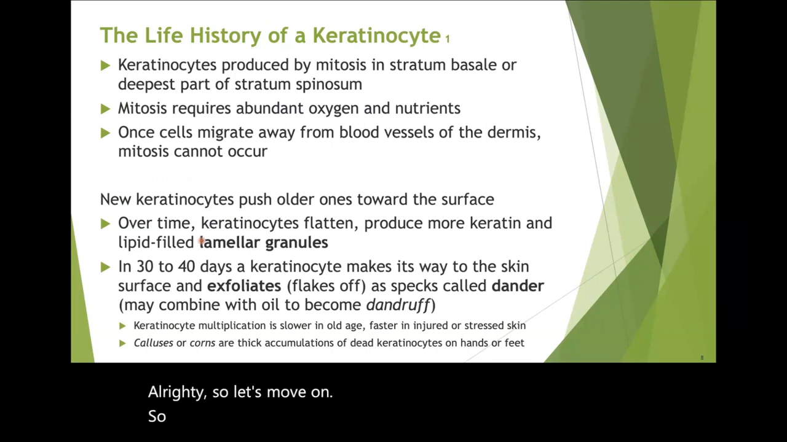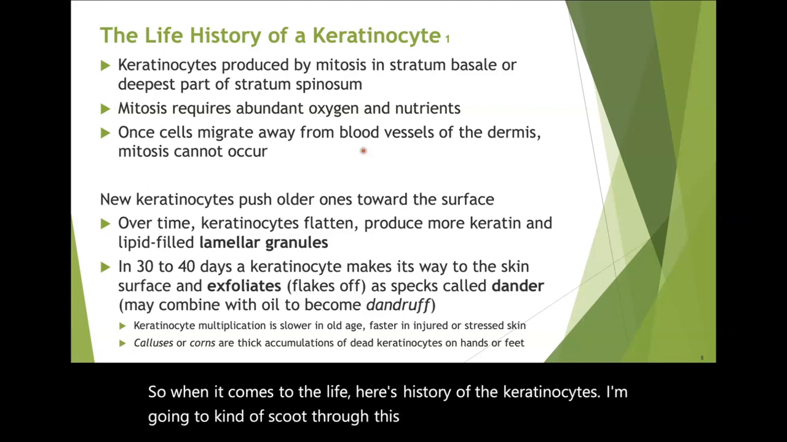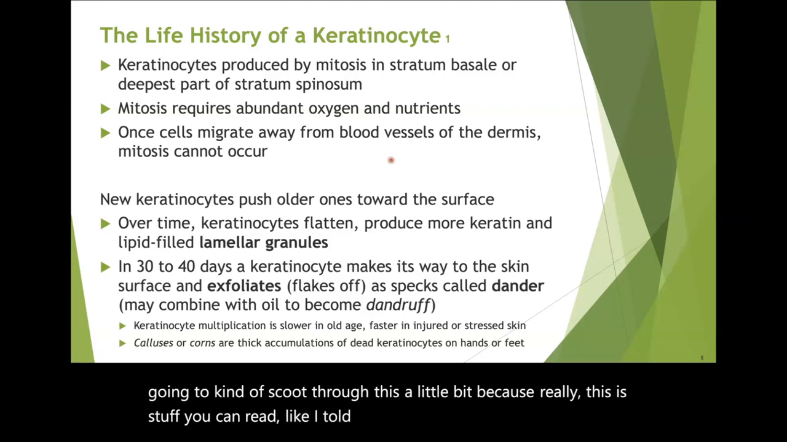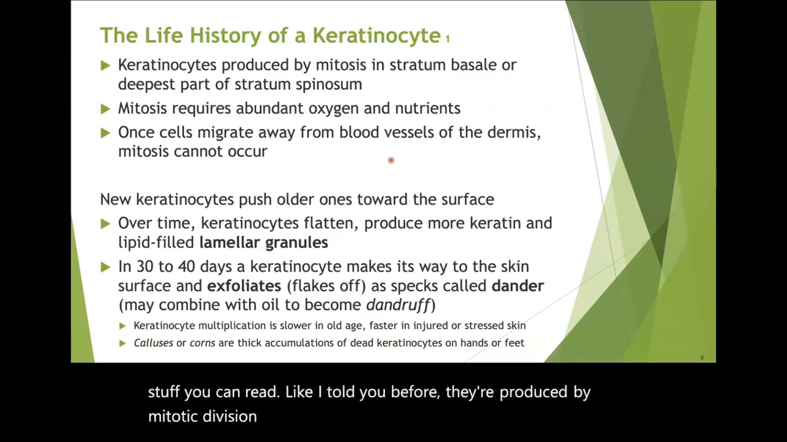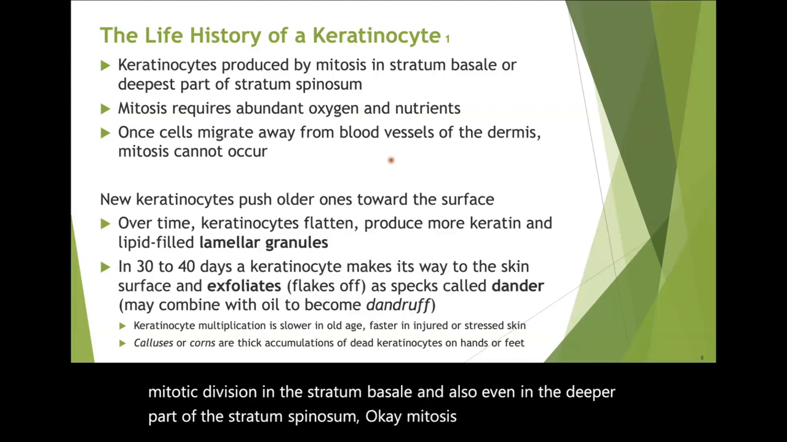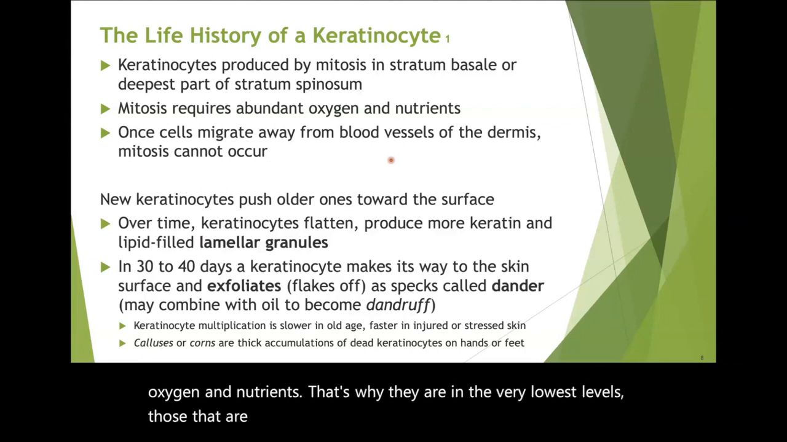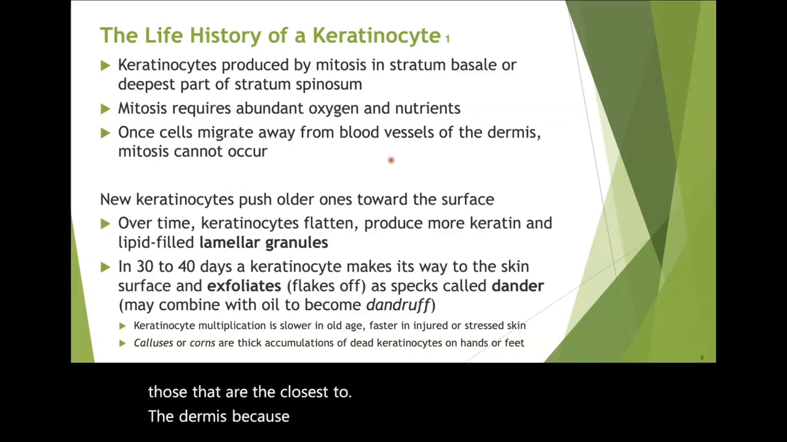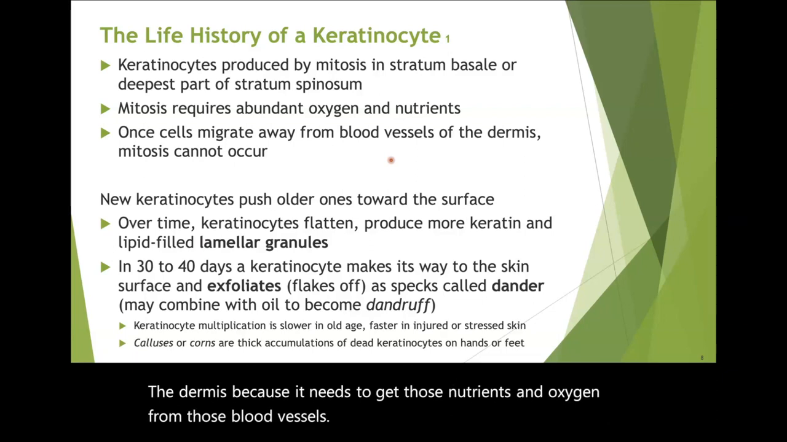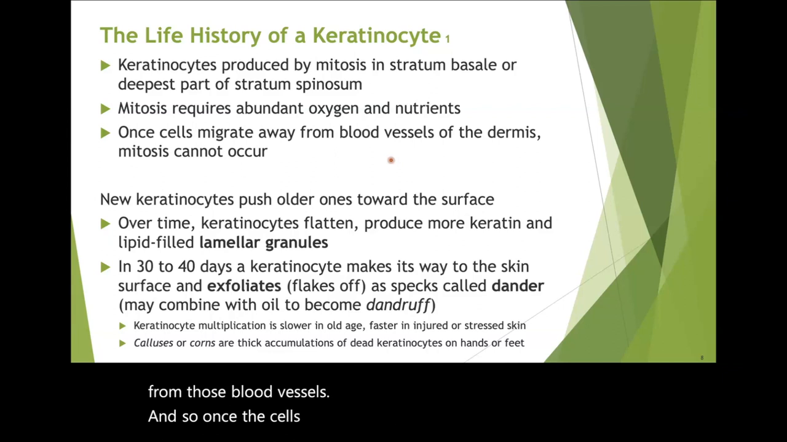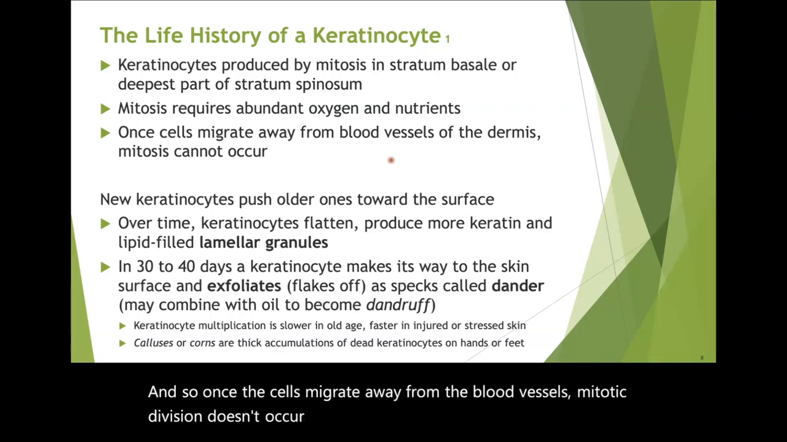So when it comes to the life history of the keratinocytes, I'm going to kind of scoot through this a little bit because really this is stuff you can read. Like I told you before, they're produced by mitotic division in the stratum basale and also even in the deeper part of the stratum spinosum, okay? Mitosis is going to require oxygen and nutrients. That's why they are in the very lowest levels, those that are the closest to the dermis, because it needs to get those nutrients and oxygen from those blood vessels. And so once the cells migrate away from the blood vessels, mitotic division doesn't occur in those cells anymore.